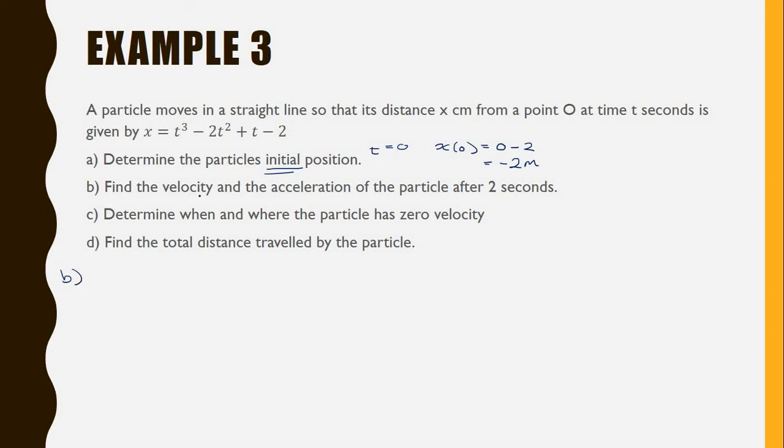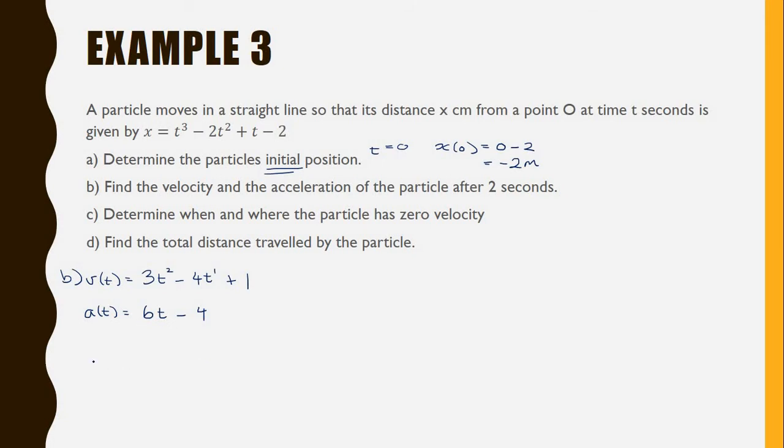I then want to find the velocity and acceleration after 2 seconds. So to find the velocity, I differentiate. I multiply by the power, I subtract 1 from the power, I multiply by the power, I subtract 1 from the power, I multiply by the power. For my acceleration formula, I differentiate again: multiply by the power, subtract 1 from the power, multiply by the power. Remember, the derivative of a constant is 0.